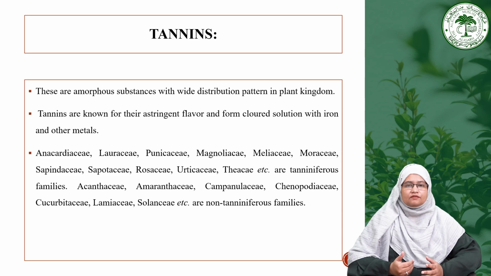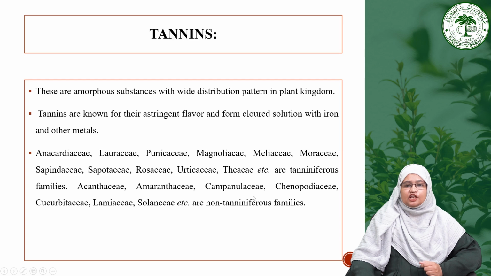If we see these compounds one by one, the first one is the tannins. These are amorphous substances with wide distribution pattern in the plant kingdom. Tannins are known for their astringent flavor and form colored solution with iron and other metals. Anacardiaceae, Lauraceae, Punicaceae, Magnoliaceae, Meliaceae, Moraceae, Sapindaceae, Saxifragaceae, Rosaceae, Urticaceae, Theaceae are tanniferous families. They all have tannins. And Acanthaceae, Amaranthaceae, Campanulaceae, Chenopodiaceae, Cucurbitaceae, Lamiaceae, Solanaceae, etc.